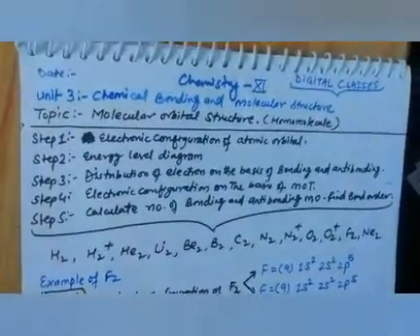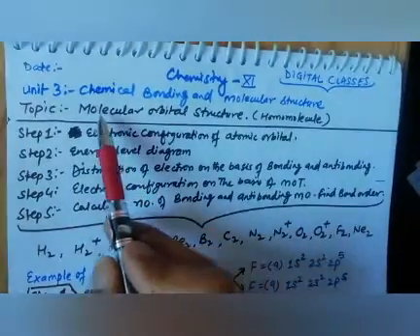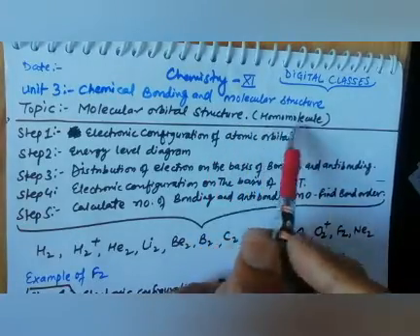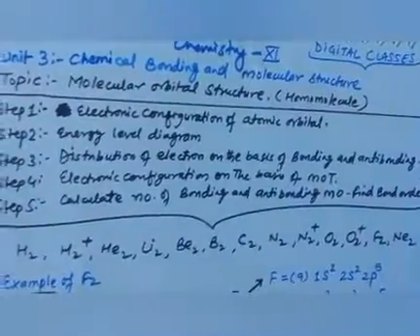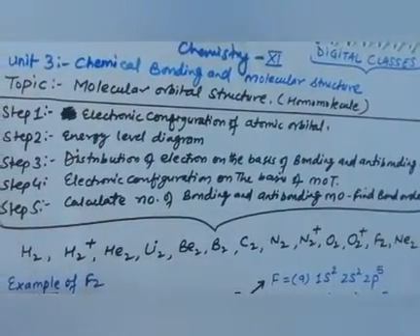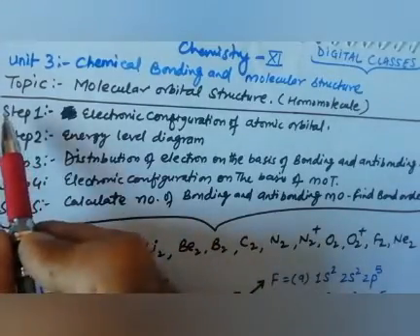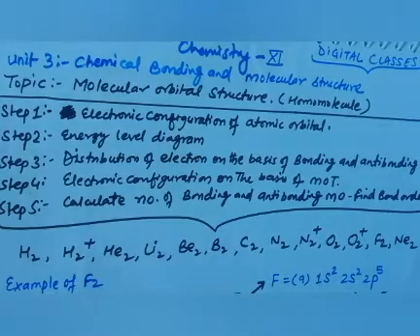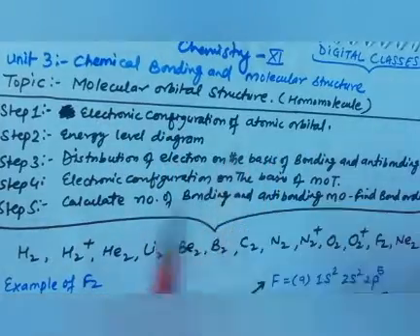So dear students, as we are doing chemical bonding and molecular orbital structure, today I am going to tell you about molecular orbital structure of homonuclear molecules. Maybe I have already made one video, but maybe you were not able to understand, so don't worry, today I am going to take it in a different way. Basically, these 5 steps we need to understand to do any question related to molecular orbital structure. So first step is electronic configuration of atomic orbital.